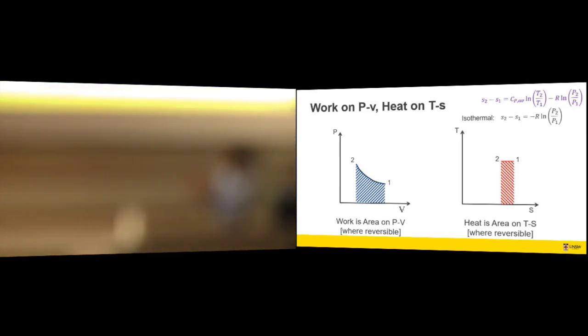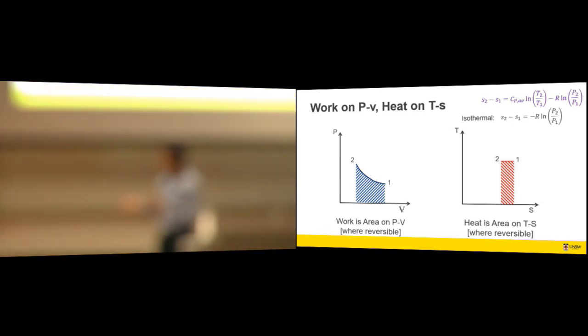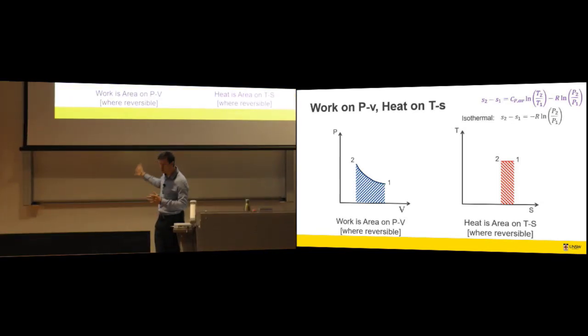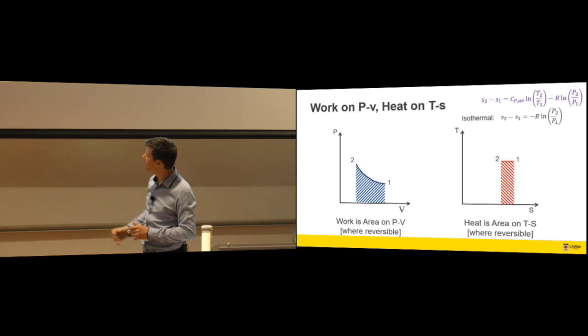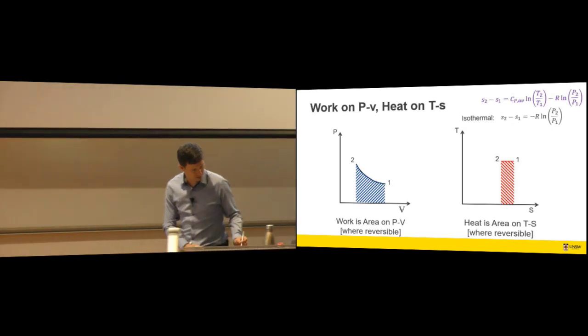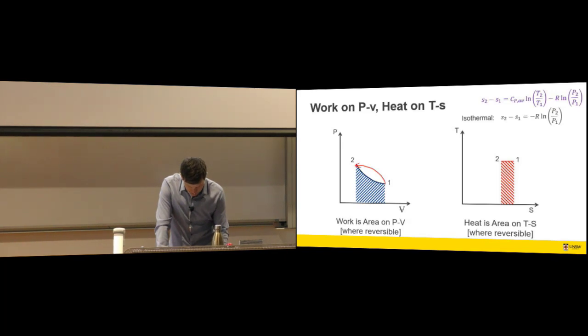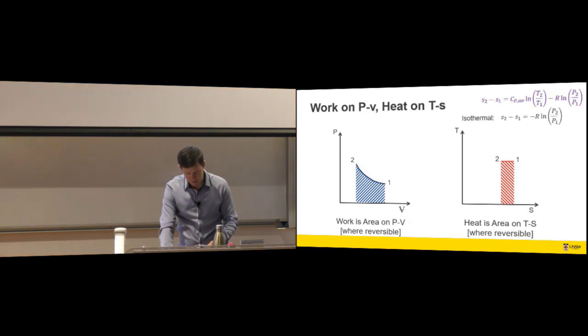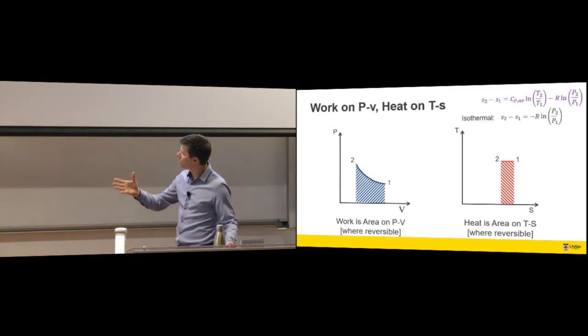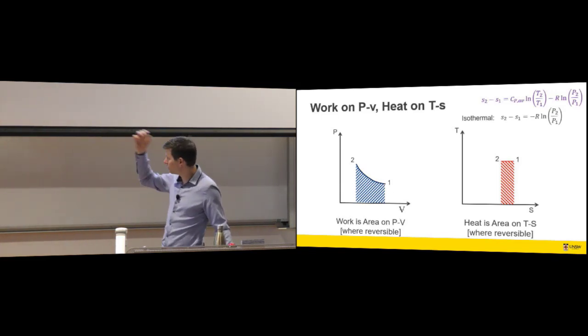If you draw a process on a PV chart, the work, if the process is reversible, is the area underneath the curve that's drawn. And this is why it's path dependent, because if you went from 1 to 2 by one means, the work would be greater. If you went from 1 to 2 by another means, the work would be lesser.